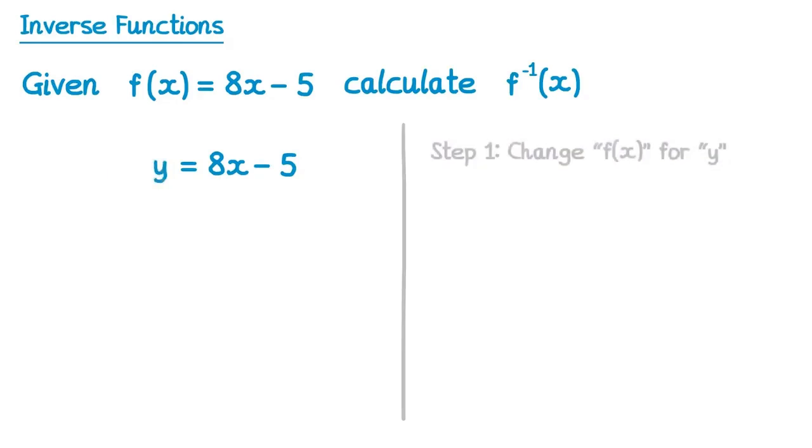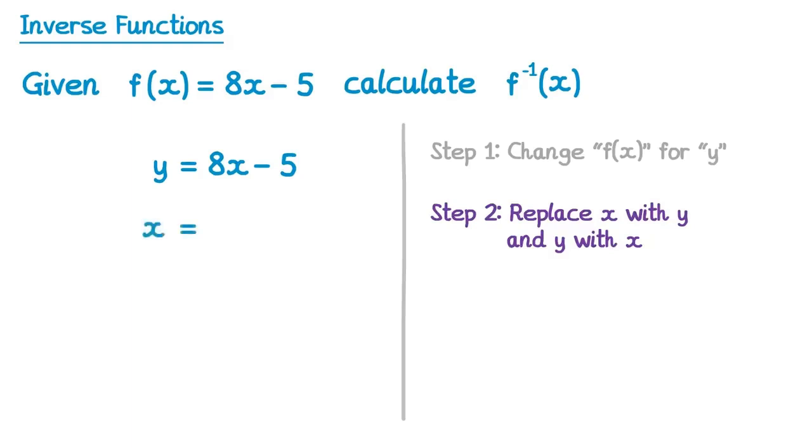Then on to step 2. So step 2 is to replace the x with a y and a y with an x. And this applies to all y's and x's that are in your function. So if you have many x's, all of the x's turn into y's, and any y's turn into x's. In this case, we've just got one of each, so I'm going to replace that y with an x, so it's x equals, and then replace the x with a y, so it's 8y minus 5. And that's step 2 complete.